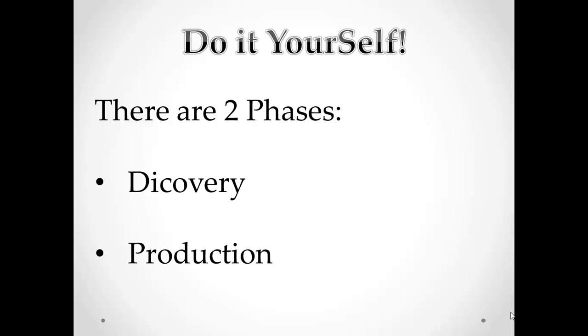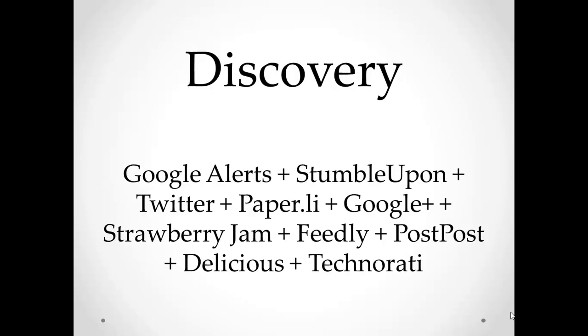There are two phases of this, the discovery phase and the production phase. I'm not gonna be talking about the production phase in detail in this video because it's very simple. You just have to create a template based on your reader's choice, how they would like to view the blog post or your newsletter, or you already have a template of yours. So I'm going to be focusing on discovery. Now, discovery is where you search for all this content.